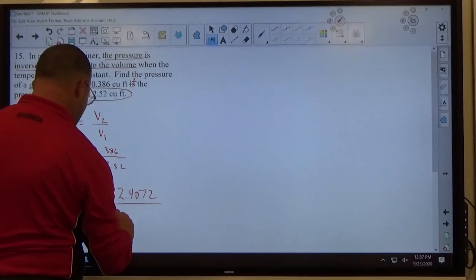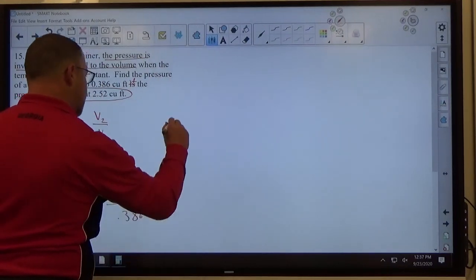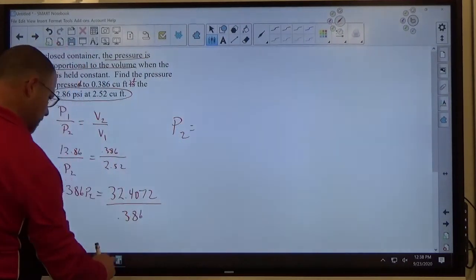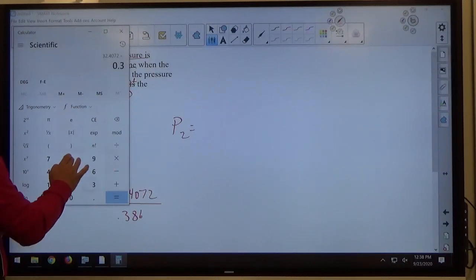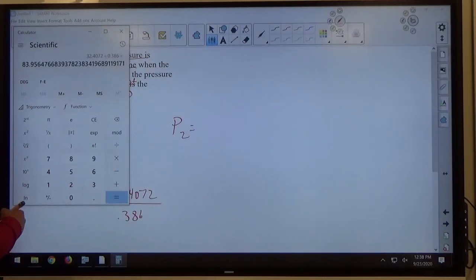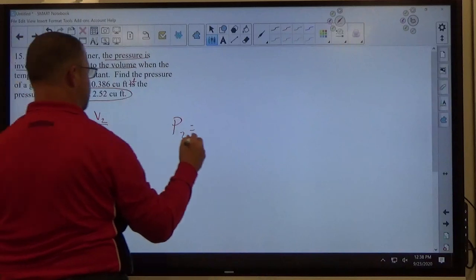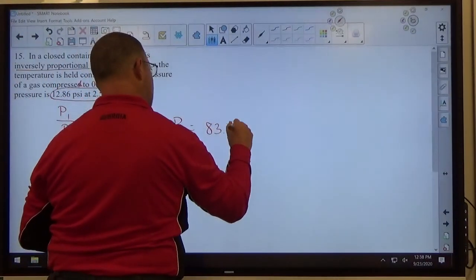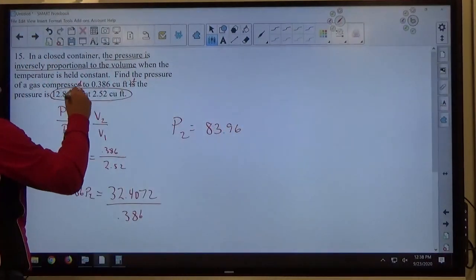So we get the answer, we divide by 0.386. So we take that, divide it by 0.386, and we get 83.96. And pressure is in PSI, so that's PSI.